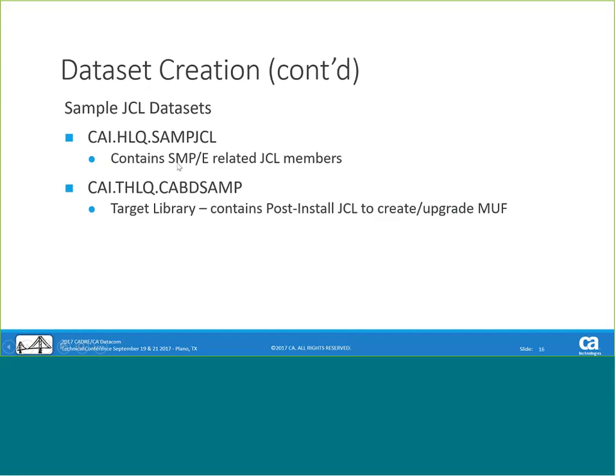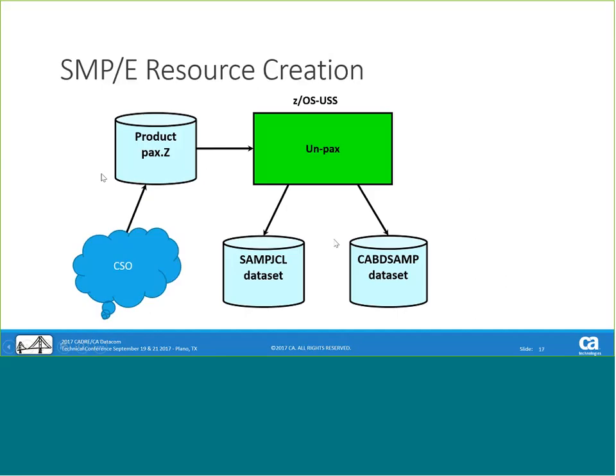It contains the SMP-related JCL numbers on the CABD SAMP. The target library contains post-install JCL to either create or upgrade the MUF. So the SAMP JCL will have the SMPE, and CABD SAMP will have the actual new and upgrade JCL numbers. Here's just a quick little visual: you download the package, you unpack it, it creates a SAMP JCL and the CABD SAMP.